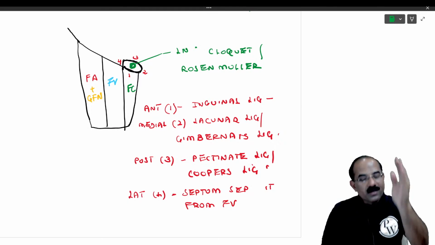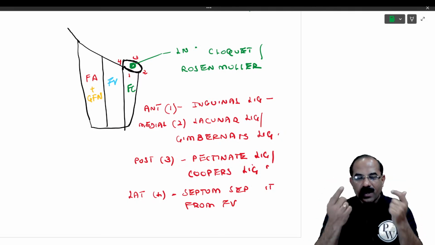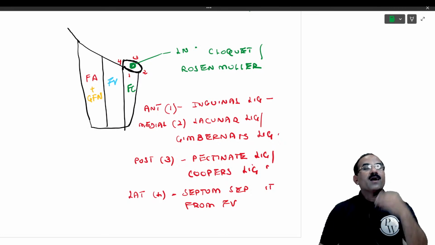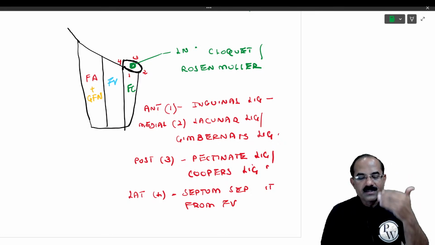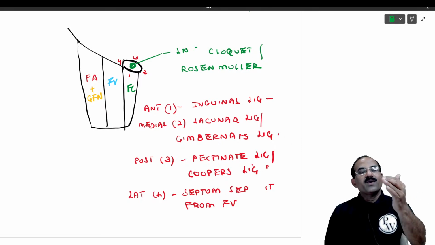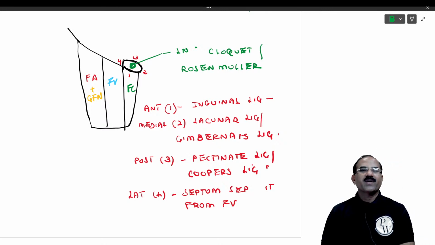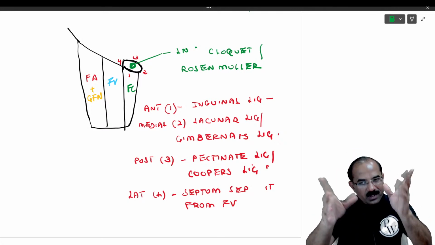Okay children, if an MCQ asks that the penis or clitoris drains into, your answer is going to be the superficial inguinal lymph nodes. If the MCQ asks that the glans penis and the glans clitoris drain into, then your answer is going to be the lymph node of Cloquet or Rosenmuller. Clear, children? Is this clear? This is a very important MCQ.